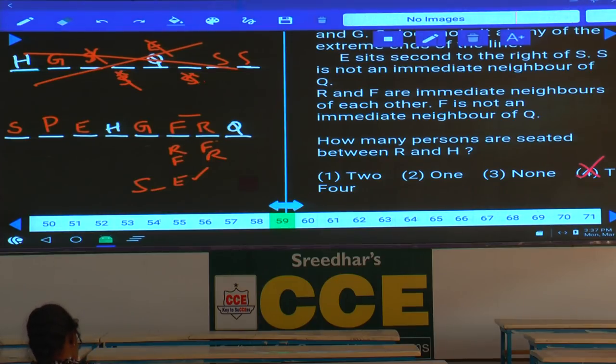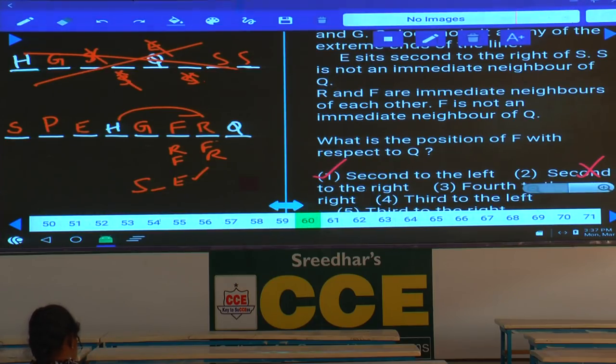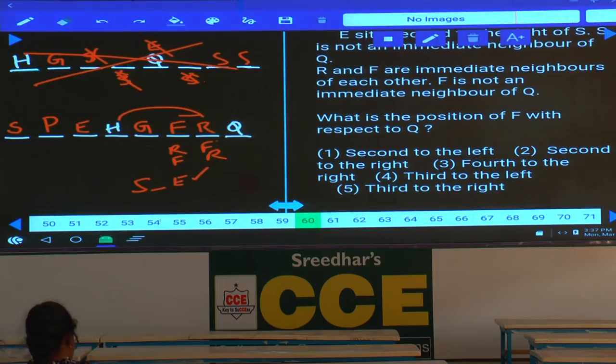Only 2 people. Between R and H, there are only 2 people, F and G. That is choice 1, 59. And 60. Now in this question number 60, what is the position of F with respect to Q? F is seated second to the left of Q, second to the left, choice 1. Now this is about question numbers 56 to 60.